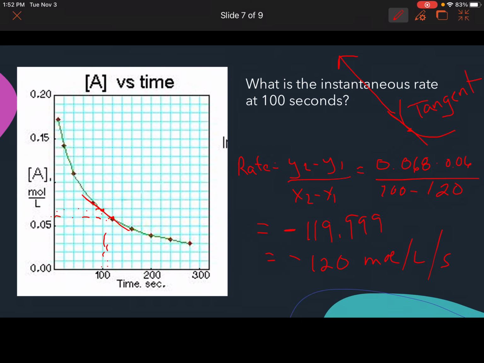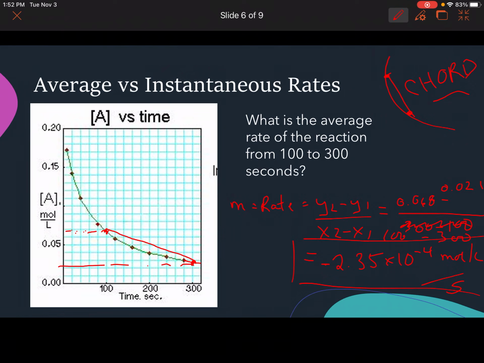So as you can see, it's quite different from the average overall rate here. So the rates can be very different within the same reaction, depending on whether you've got the average or the instantaneous here. Just need to make sure this is correct. Yeah, I think I'm right now. Okay.